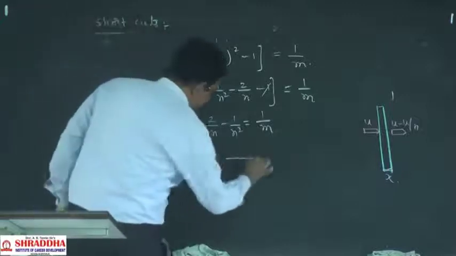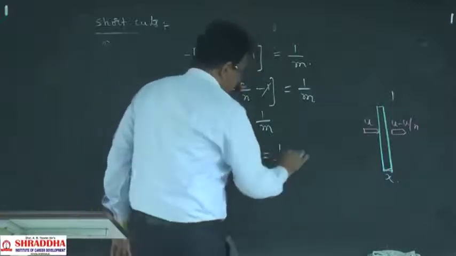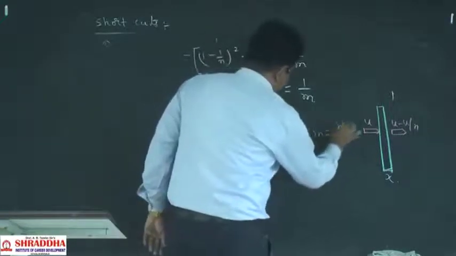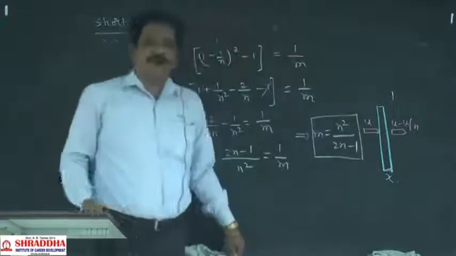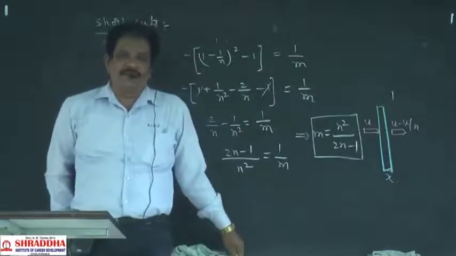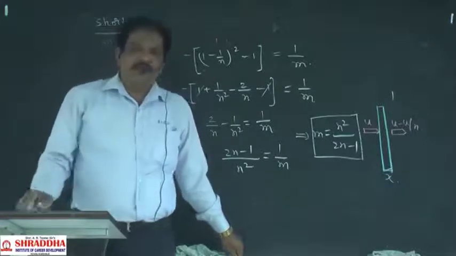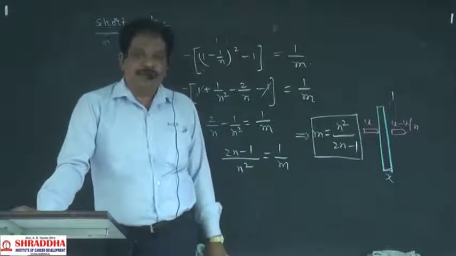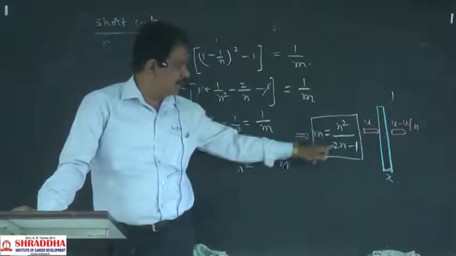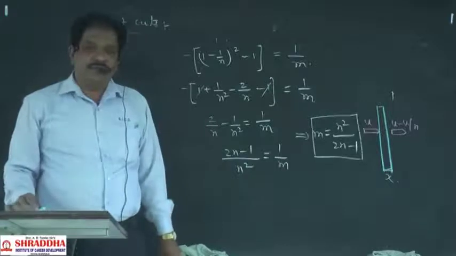Okay. So the denominator will be n square. This is 2n minus 1. This is 1 by n. m is equal to n square by 2n minus 1. Like this we will get the answer. Clear? A bullet loses 1 by n of its velocity after traveling through a plank. How many such planks are required to completely stop the bullet? It means n square by 2n minus 1. This we have to use. Clear?